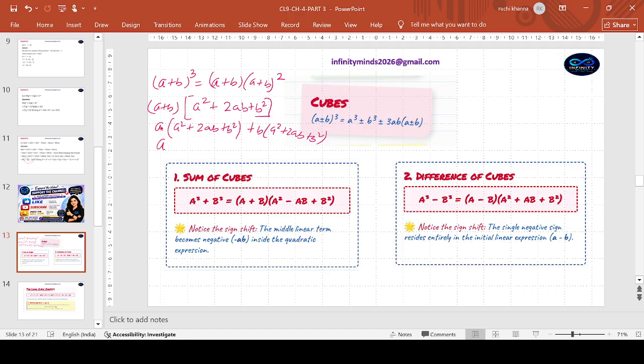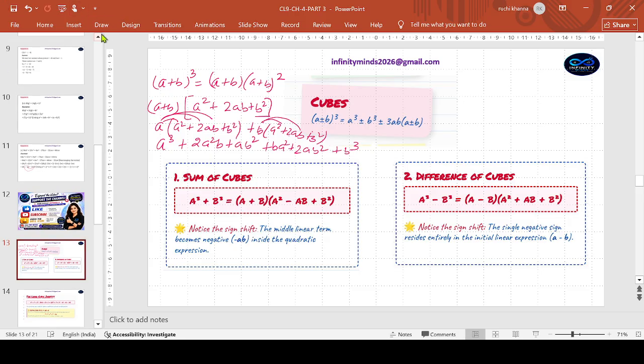If you multiply, what does it mean? It will multiply with each of the terms: a cube plus 2a square b plus ab square. I have simply opened, children. This will become ba square plus 2ab square. Can you see? Can you notice this? 2ab square plus b into b square, that's b cube. So what are we ultimately getting? A cube plus b cube.